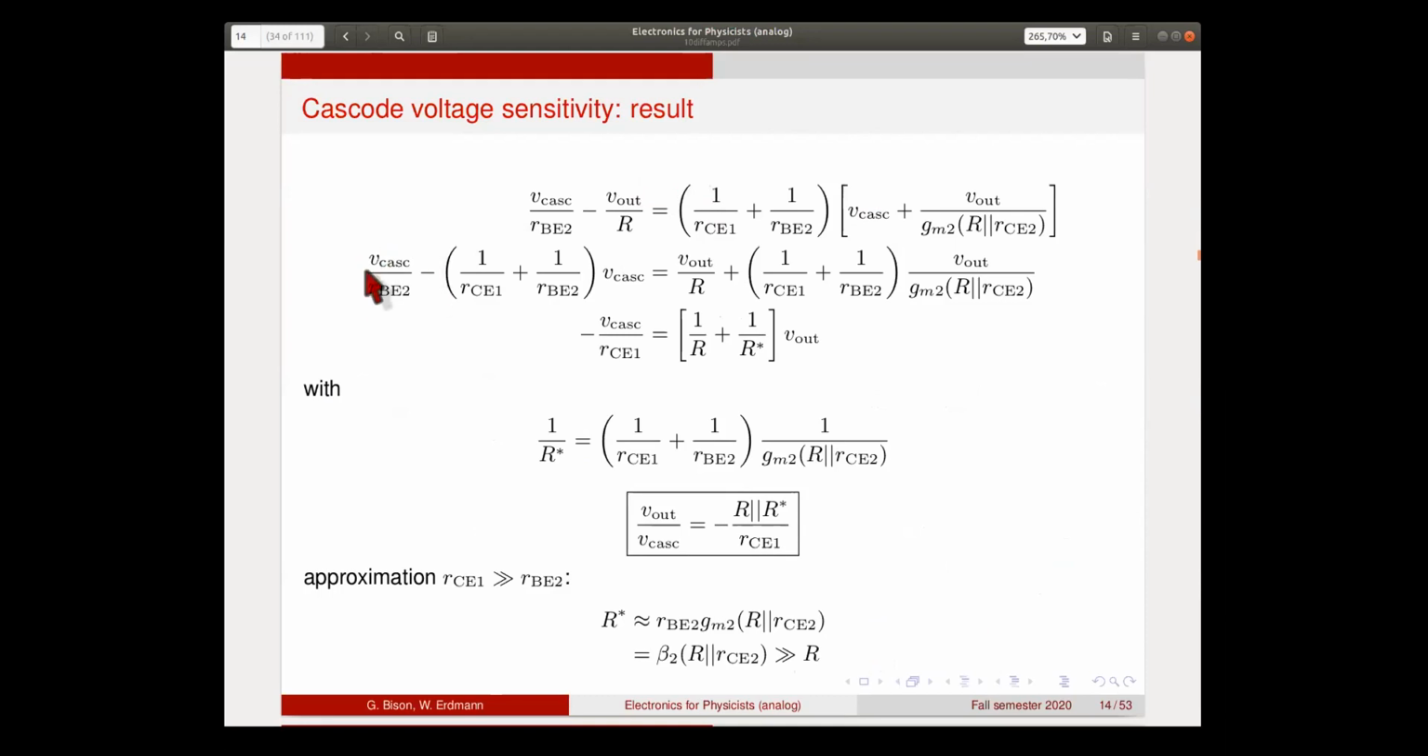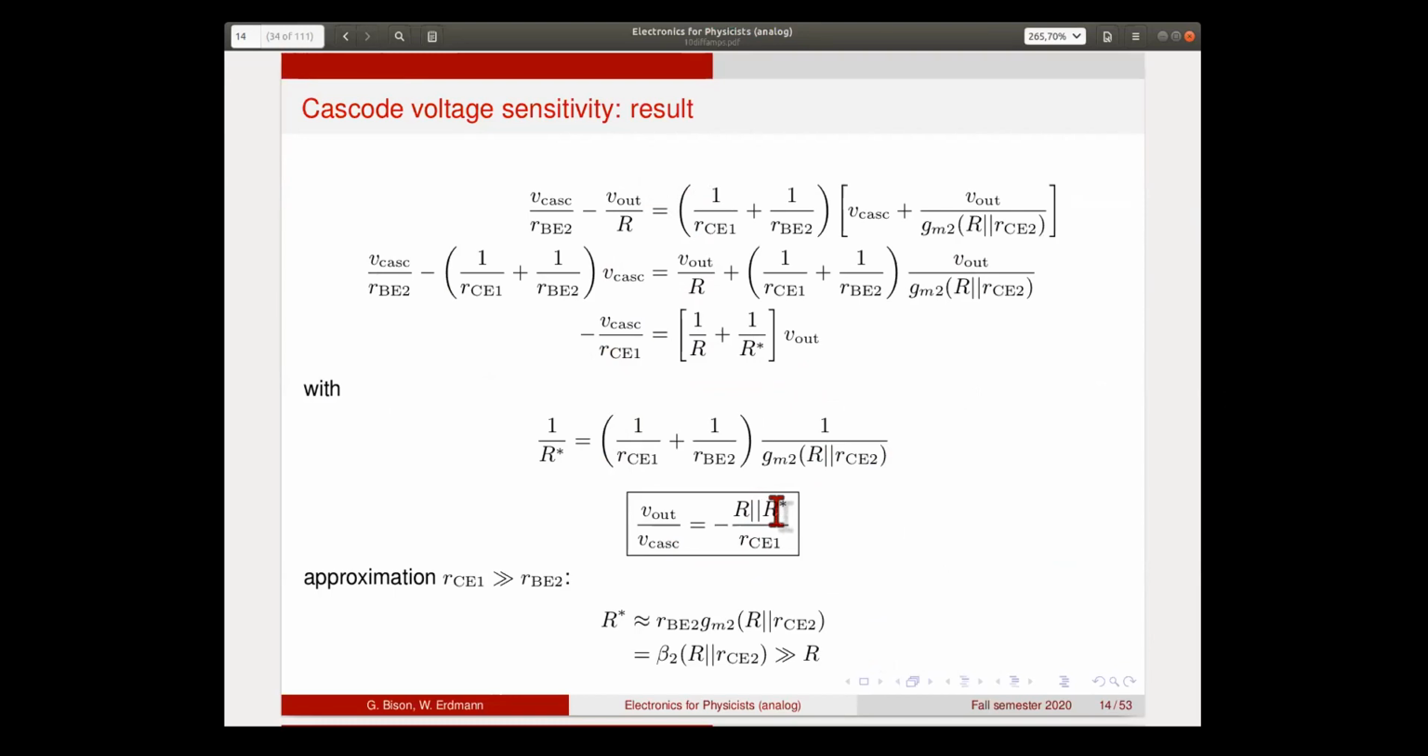Again, you sort the terms and you find this relation that V cascode over RCE1 is a sum of 1 over R, which is this term, plus 1 over R star, which I just defined here for shorthand, multiplied by V out. So now the output of the cascode is given by this ratio here.